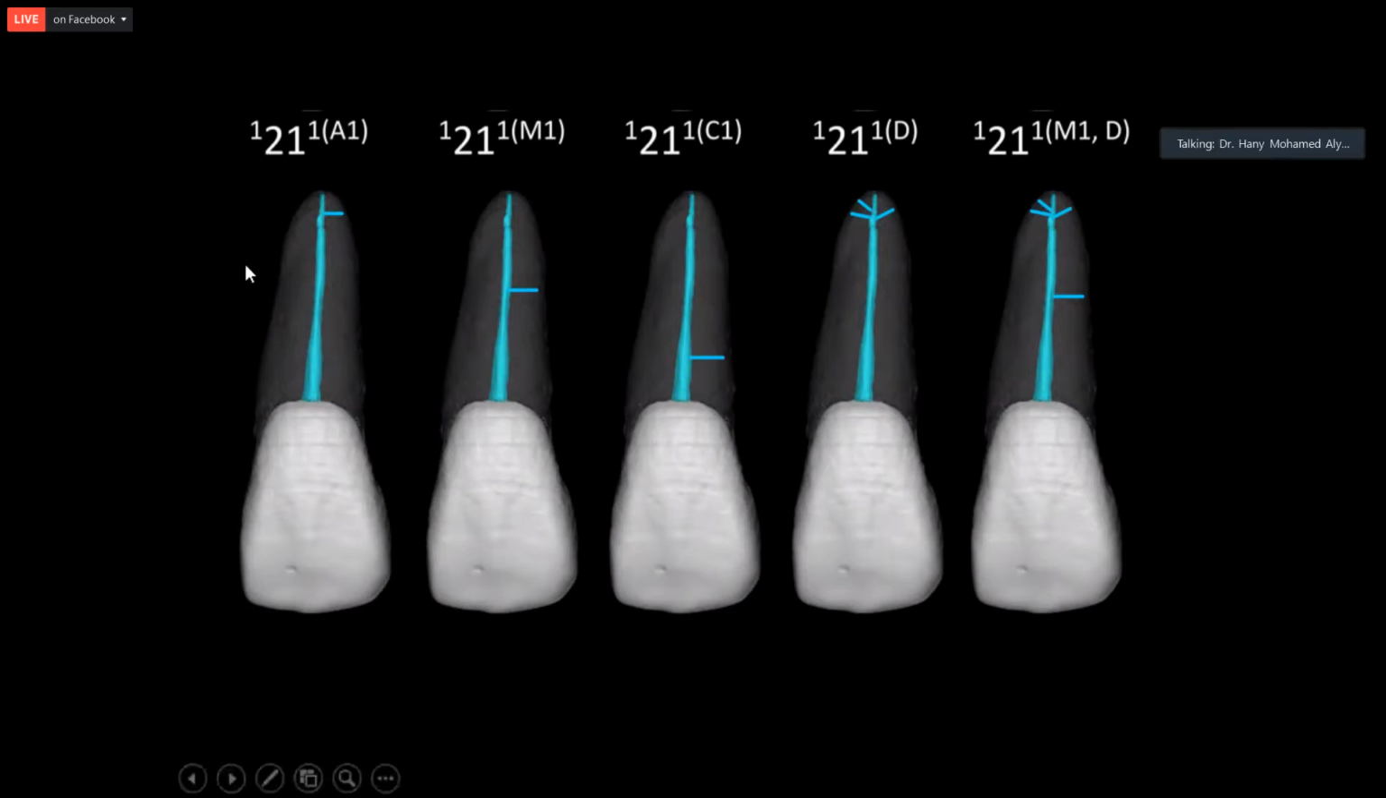So for example, the first tooth on the left is a tooth 2-1, single rooted and with one canal. A1 means it has one accessory canal in the apical third, and M1 means it has an accessory canal in the middle third. C1 means that it has an accessory canal in the coronal third. D means that it has a delta, apical delta, and M1D means it has one accessory canal in the middle third and an apical delta.